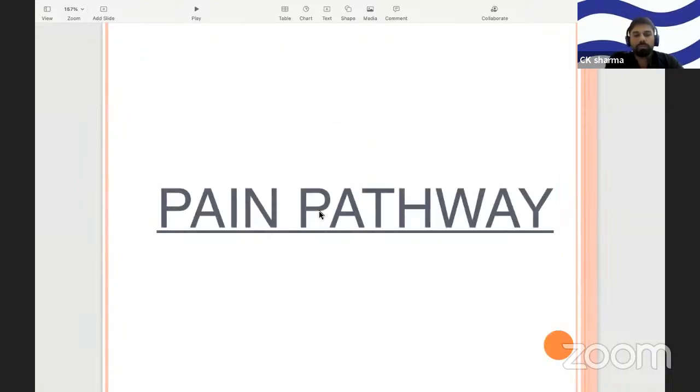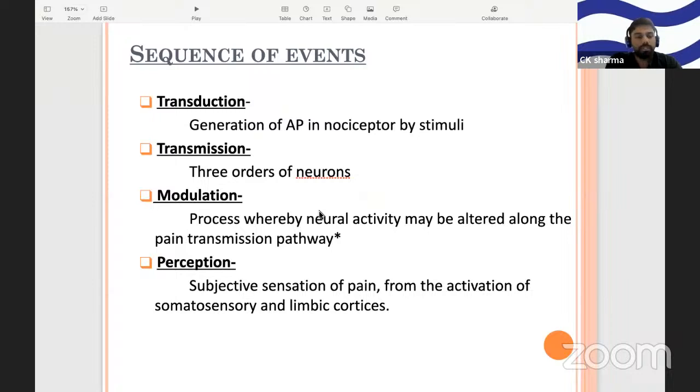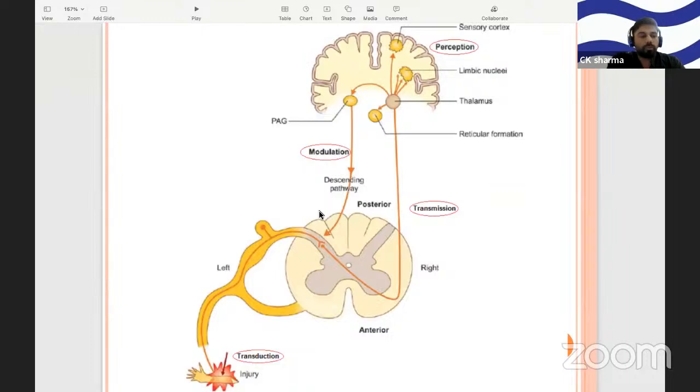Now we come to the most interesting part of this slide, that is the pain pathway. First of all, I'll be discussing the sequence of events. There are basically 4 events in the pain pathway: transduction, transmission, modulation, and perception. So what happens in transduction? There is generation of action potential in the nociceptors by stimuli. That is, whenever there is injury to the end organ, the mechanical part of the injury is converted into electrical form. This is called transduction.